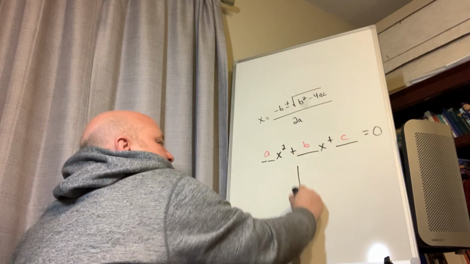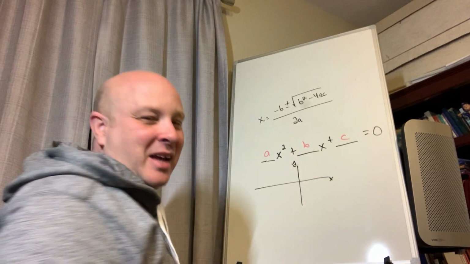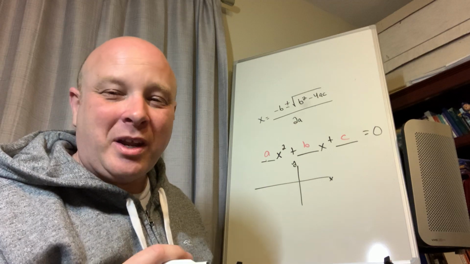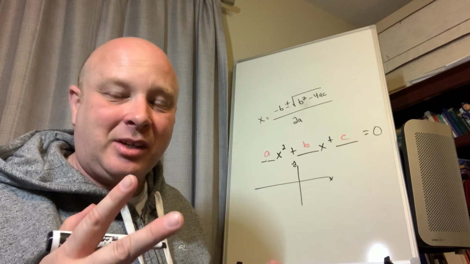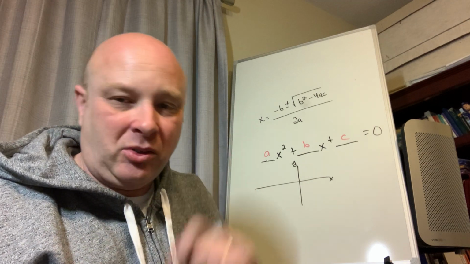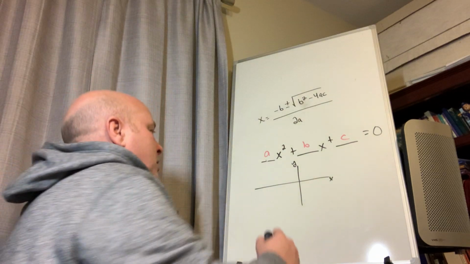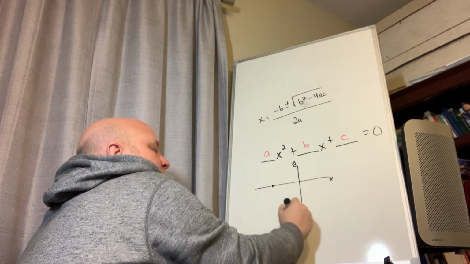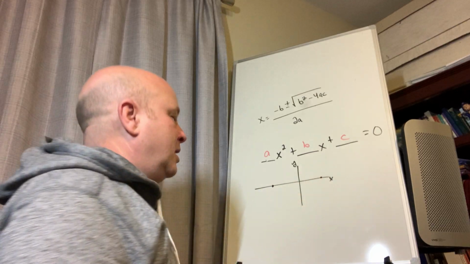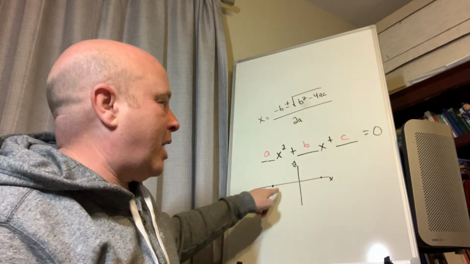If I've got an xy graph, here's my y, here's my x, and I say that it has two values of x, in other words, there are two x's. What I mean is there are two places where x equals 0, right? For every given y, there are two x's. So if I have y equals 0, I have two values of x.